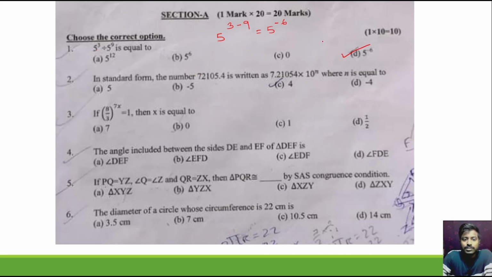Okay. Next question. Question number 2. In the standard form, the number is written as this, where n is equal to dash. Here is a big number. When you convert it to the standard form, you should satisfy the condition that the value of k is less than 10 and greater than 0. Yes or no? So the value is 7 point. So the decimal should be after 7. Yes, 2, 3, 4. So 10 to the power 4, that is option number C, is the correct answer.